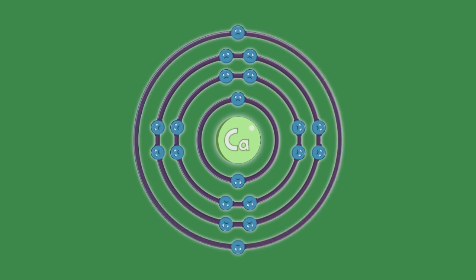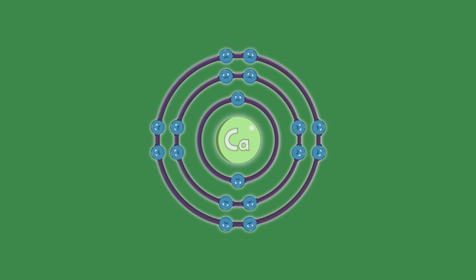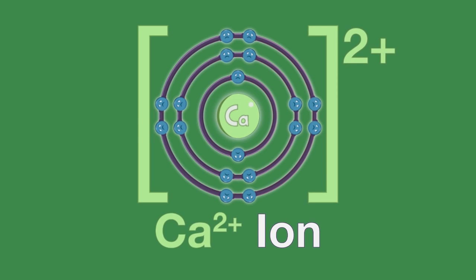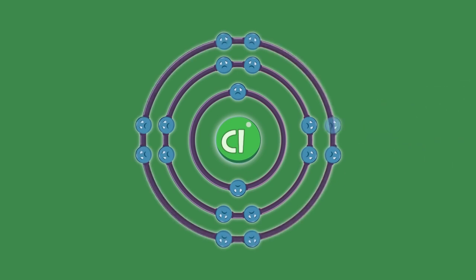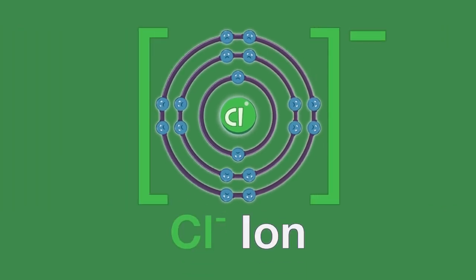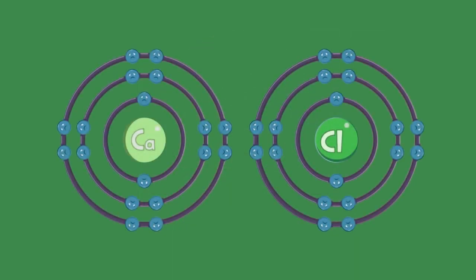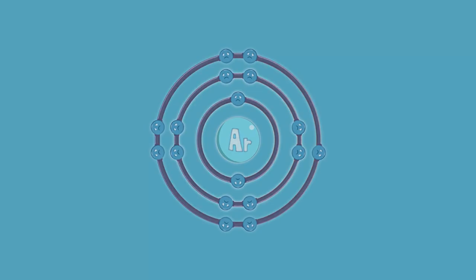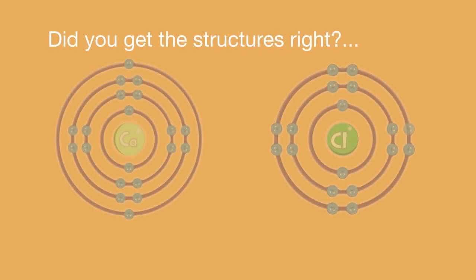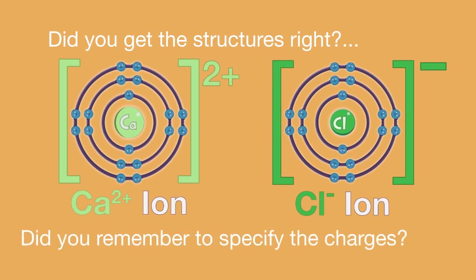2:8:2. Therefore, what happens? It loses 2 electrons from the outermost energy level, and then that becomes the diagram of the calcium ion. Chloride is 2:8:7. It gains 1 electron, and then we have chloride ions. Now side by side they can form a compound. Then we have argon. Did you get the structure of chloride right? So this is the structure of the calcium and chloride ions.